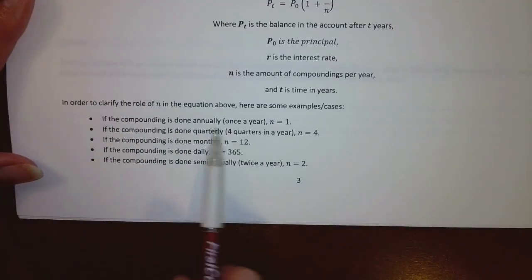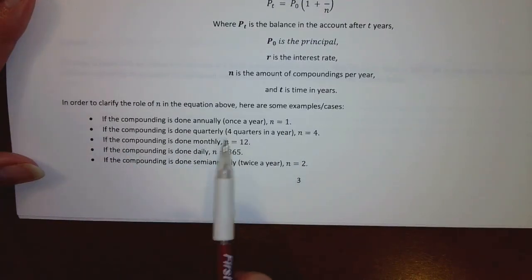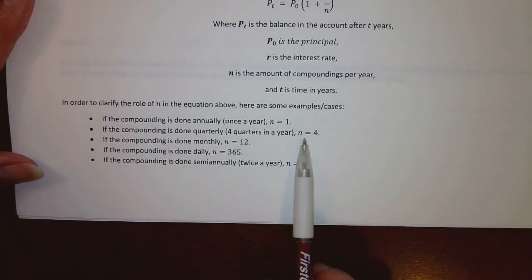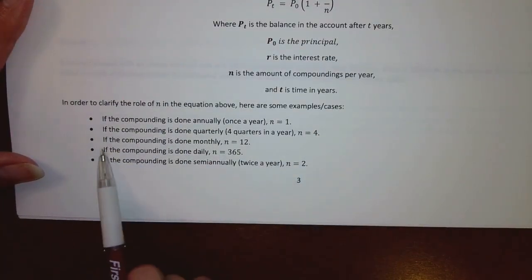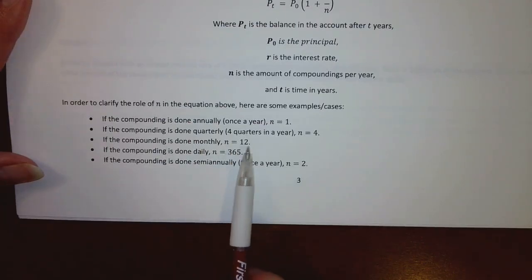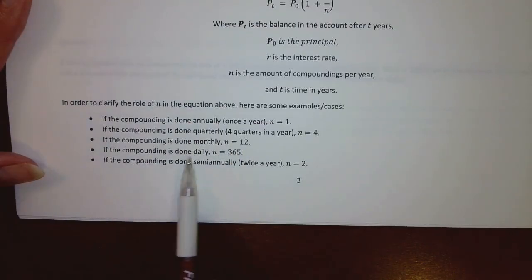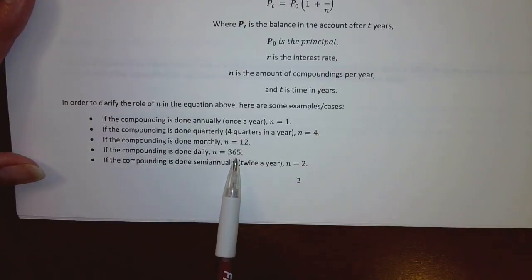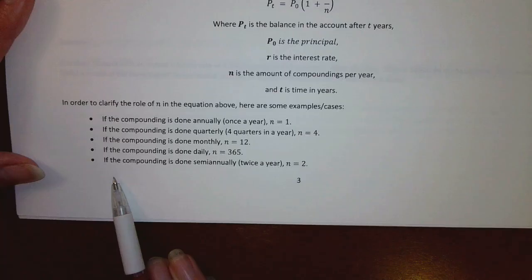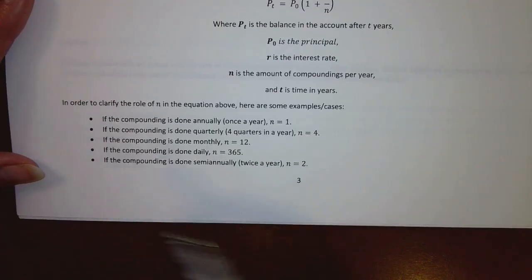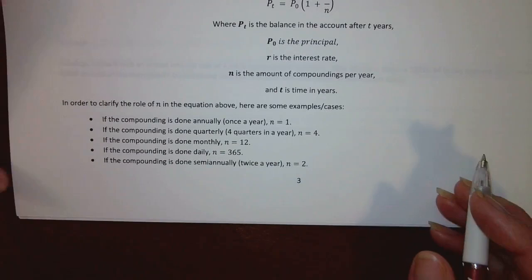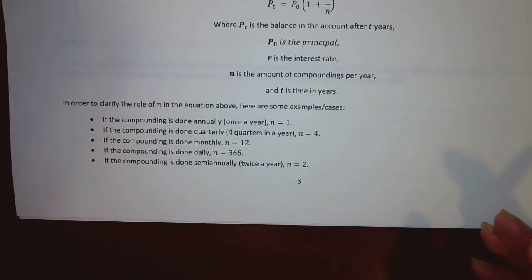If compounding is done annually, once a year, then N equals 1. If compounding is done quarterly, because there are 4 quarters in a year, then N is equal to 4. If compounding is done monthly, then your N is equal to 12. If the compounding is done daily, then N equals 365. And if the compounding is done semi-annually, that's twice a year, N equals 2. You could also have weekly. It's in one of our problems that's coming up, but it does say how many, let N equal this.